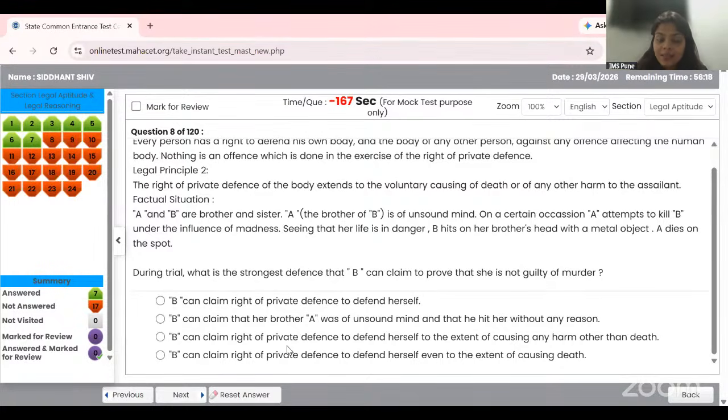So between A and D, I will go for D because it is a complete answer and it is more effective, where I could say that I have a right to private defense where I can also go and cause death of someone. That is how your answer is determined here.